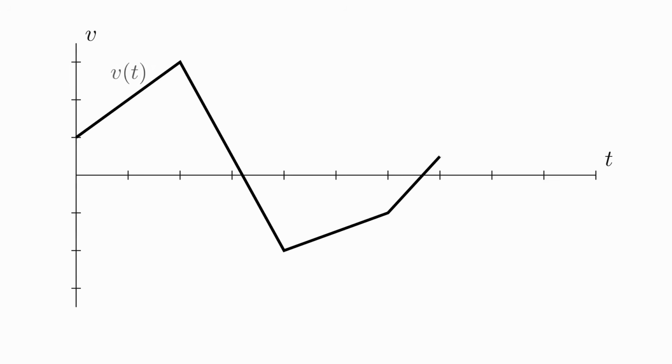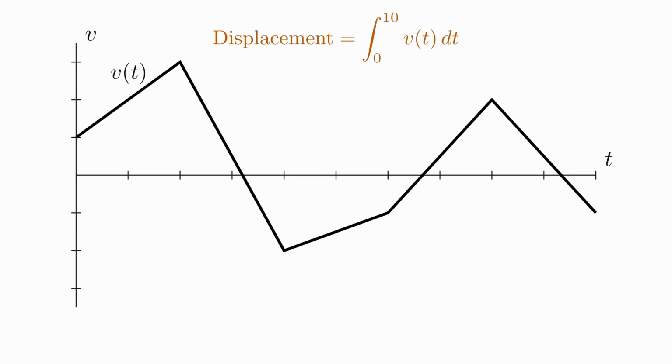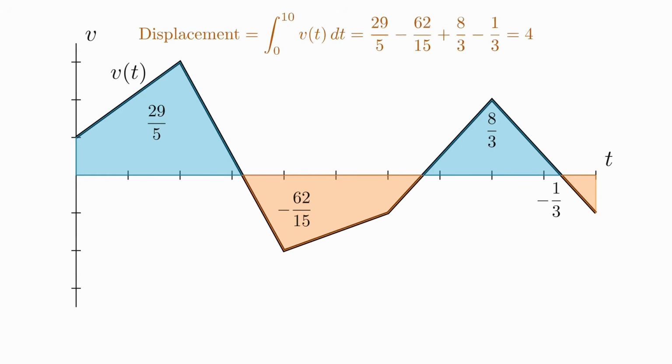Okay, so we're going to start off with a piecewise linear graph of v of t, the velocity function. And the first thing that we're going to find is displacement on the interval from 0 to 10 of v of t dt. To do that, we need to find each of these signed regions. And you can see that we're getting 29 over 5, and then negative 62 over 15, and then 8 over 3, and then negative 1/3. If you were doing this by hand, these would be significantly better values. Nice trapezoids, nice triangles, but I wasn't doing it by hand, so it didn't matter to me. So we have all these regions, and for displacement, what we want to do is just sum up the signed areas.